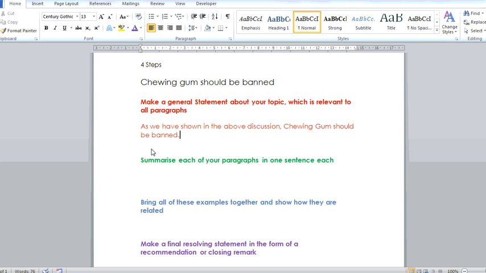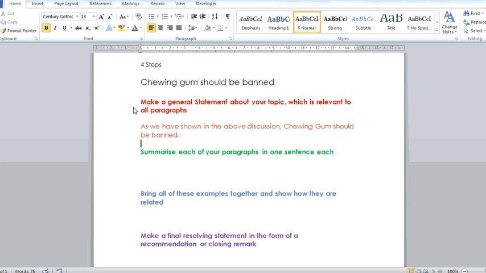So, if we've written something along those lines, we've hit the first mark of structure, which means that we've reinforced this point. We couldn't say anything too specific about health or anything like that, because that would only apply to 1 paragraph, whereas this applies to all of them, because they're all about how chewing gum should be banned. We go to the next stage, which is summarising each of the paragraphs in 1 sentence.